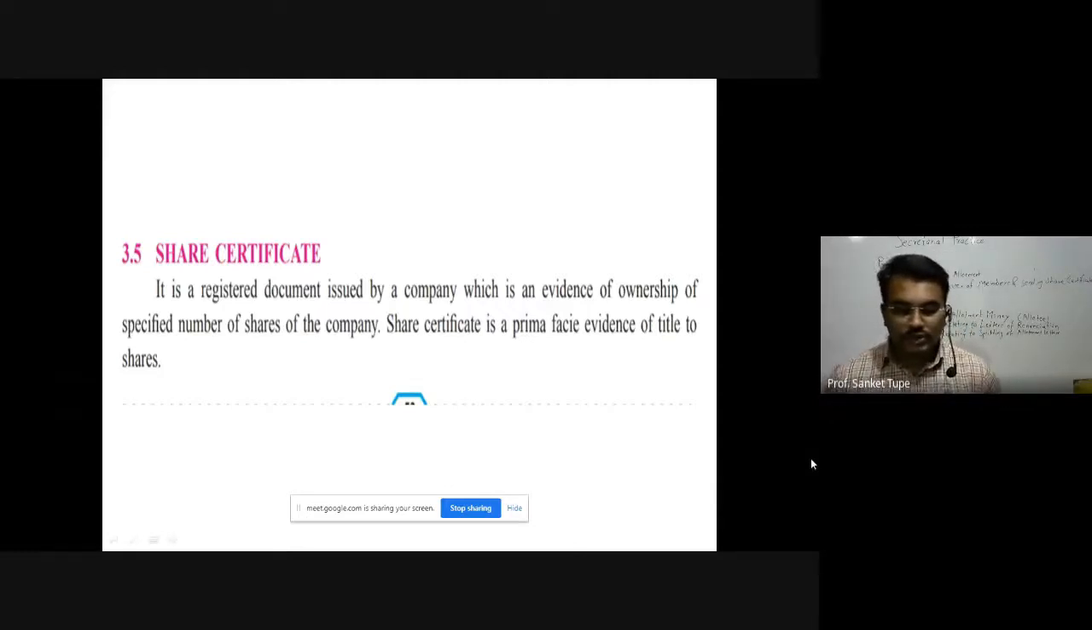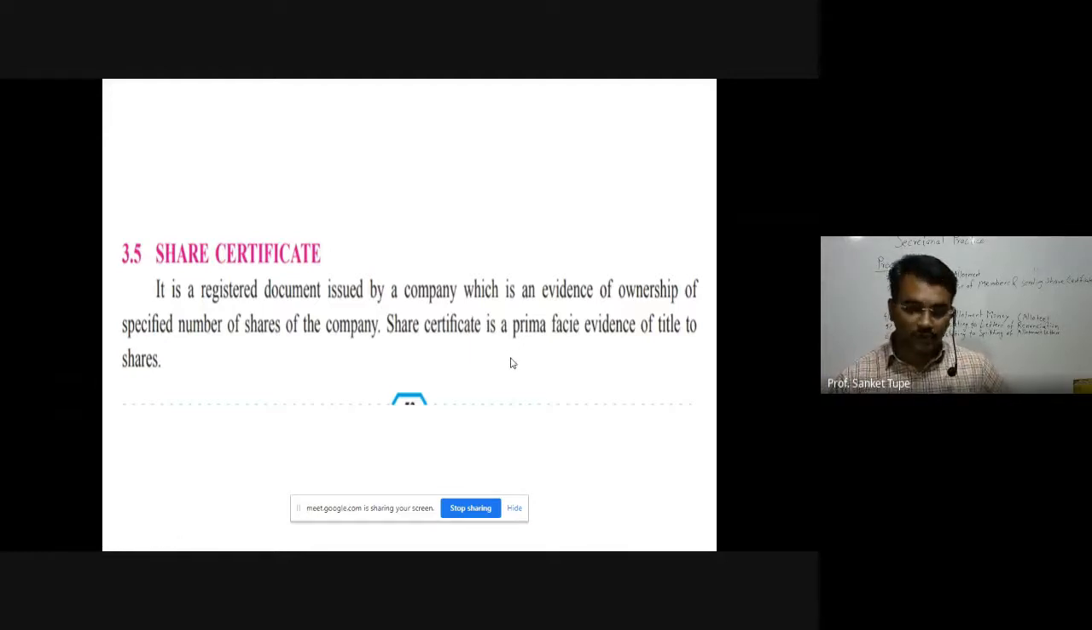It is a registered document issued by a company which is an evidence of ownership. Ownership of what? Ownership of a specified number of shares of the company. That is the proper definition of share certificate. It is a prima facie evidence of the title to the shares. Title, meaning what? Ownership. Evidence of title to shares.